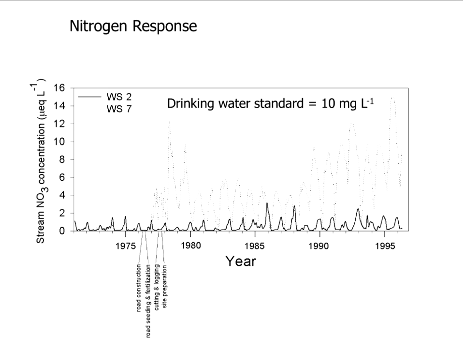This is a graph of a logged watershed at Coweta. The units here are microequivalents per liter. The drinking water standard is about 10 milligrams per liter. These are orders of magnitude lower than the drinking water standards.